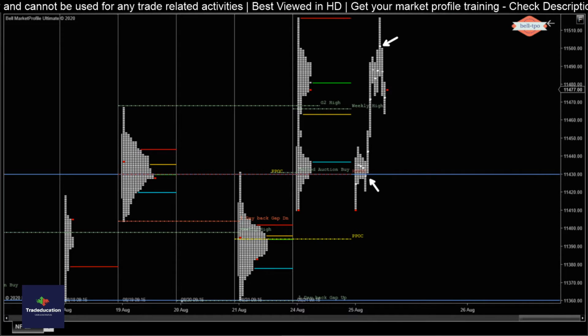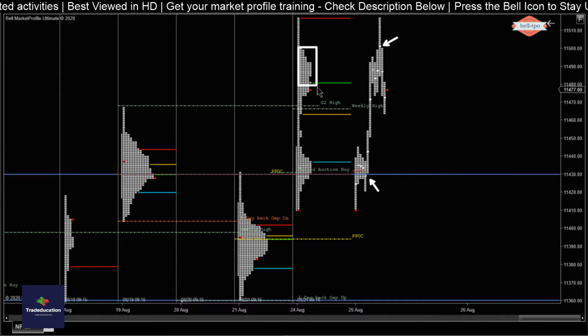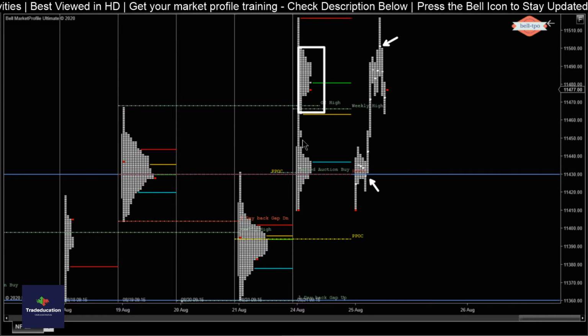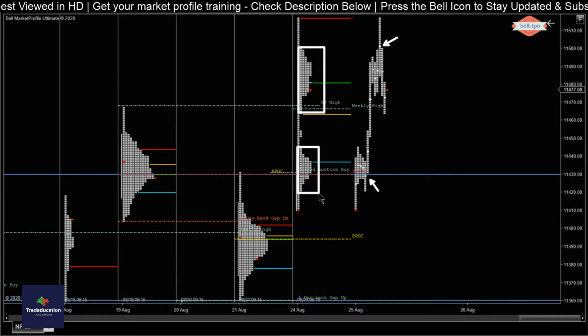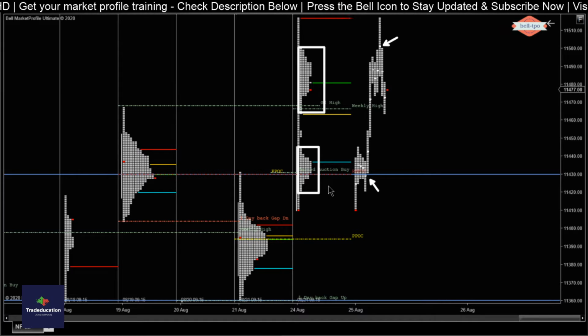So let me undo that. There are two anomalies here. So overall, two anomalies. Then we have got double distribution. One distribution here followed by one more distribution here. So today we need to see where the auction is going to open. Based on that, you can take the trades.